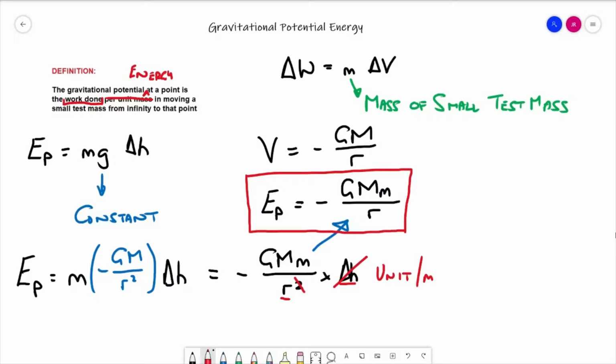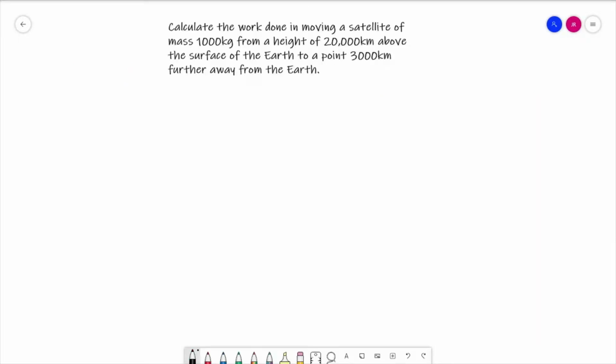In other words, that equation there in the red box, minus GMm over r, will always work, whereas mg delta H, as I said earlier, we have to assume that gravitational field strength is a constant in order to make that work. And as I said, gravitational field strength can only be considered as a constant in certain circumstances. So please join me in the extension video if you want to explore where we can consider that to be the case. So here is your question for this video.